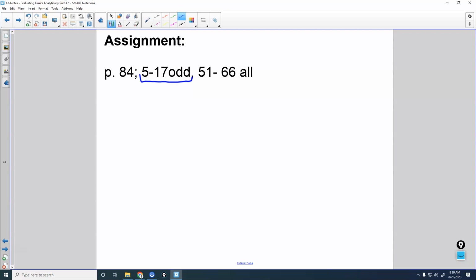I think most of the ones 5 through 17 are not. I think they're all direct substitution, if I'm remembering correctly. But if you do get 0 over 0, leave yourself some space, and we'll teach you how to do those later. 51 through 66, I think most of these are ones that we'll have to know more for. But you can start on these if you finish early.